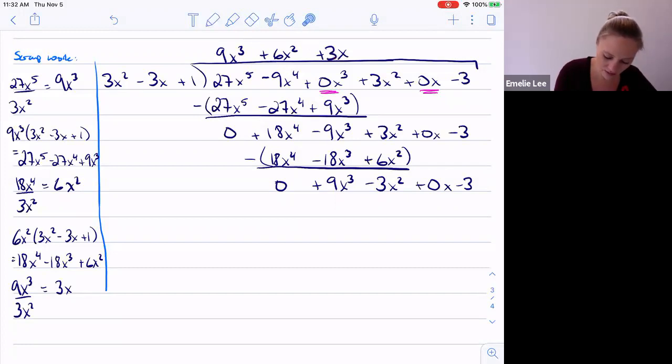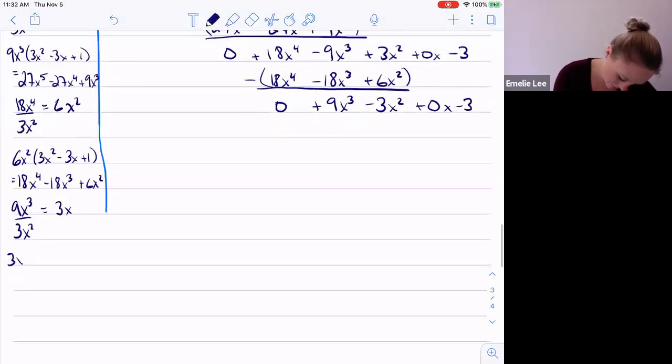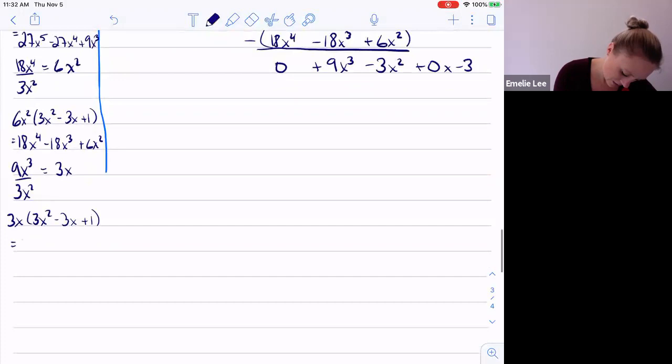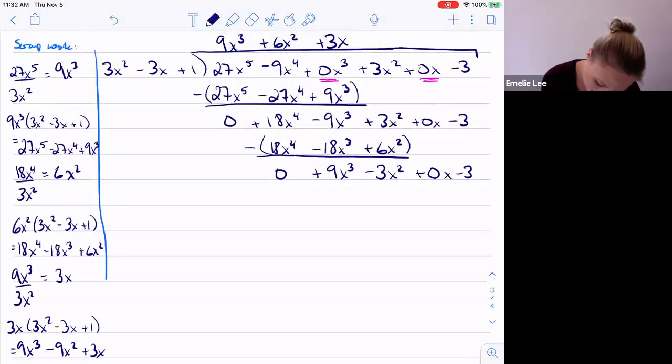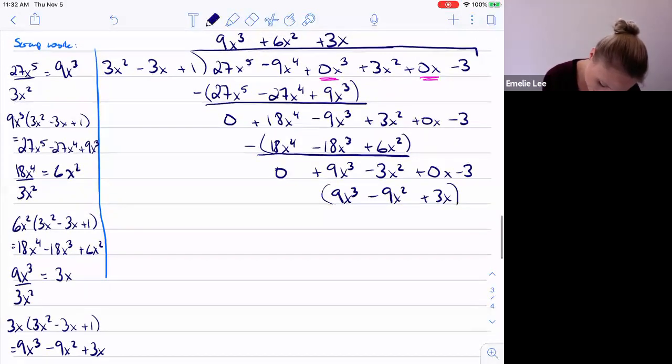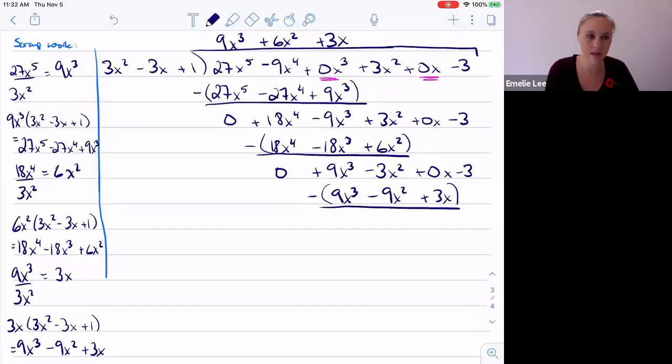Now 3x times the divisor, 3x times 3x squared minus 3x plus 1, so many 3's, is 9x to the 3 minus 9x squared plus 3x. So that's what I'm going to subtract. 9x to the 3 minus 9x squared plus 3x. Subtract that.